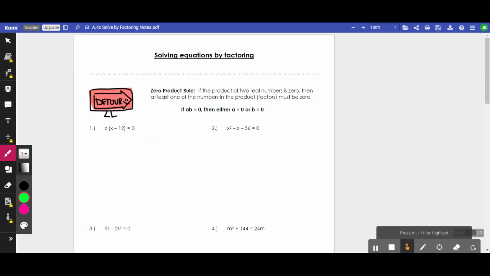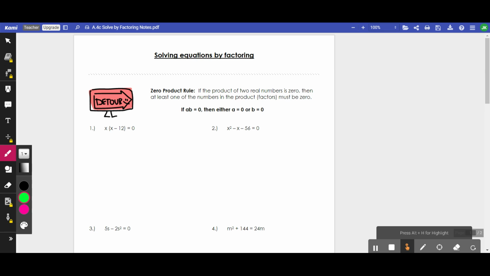So this is just another method. You can also graph them like you learned before, although the one downside of graphing is that sometimes it will cross at a whole number on your x-axis, but sometimes it's between two numbers. So factoring is another method, and you'll learn another method later this week.